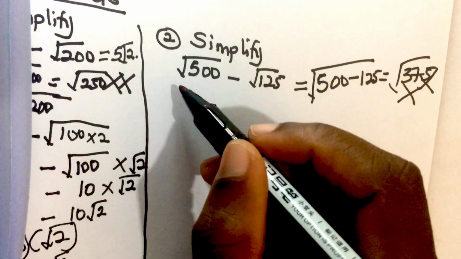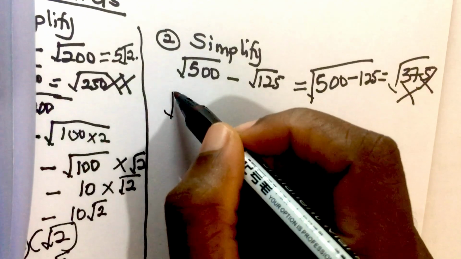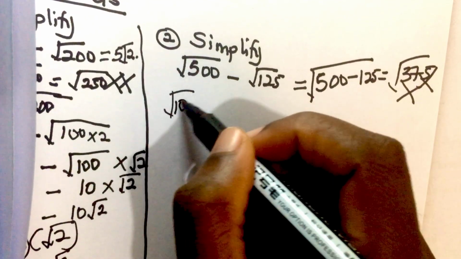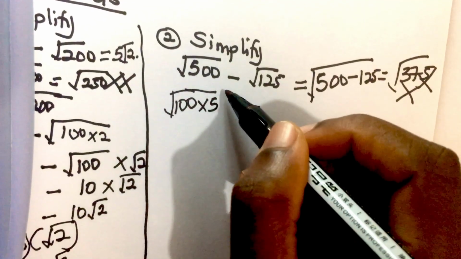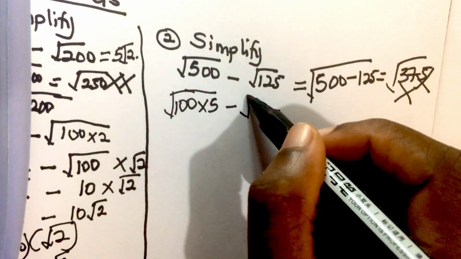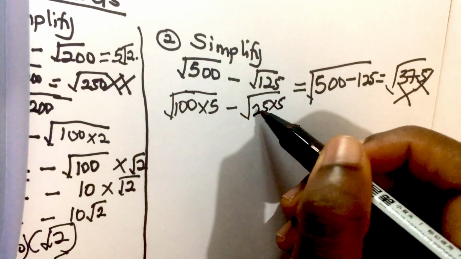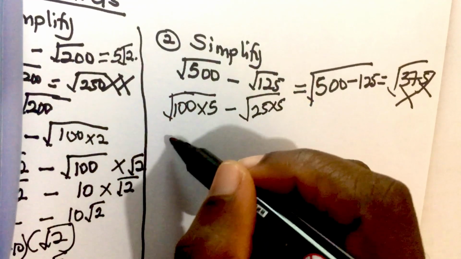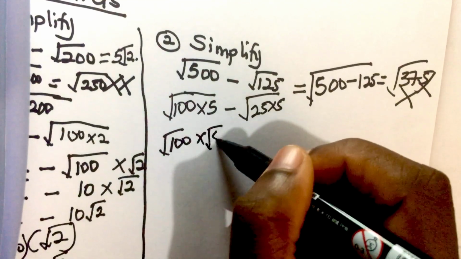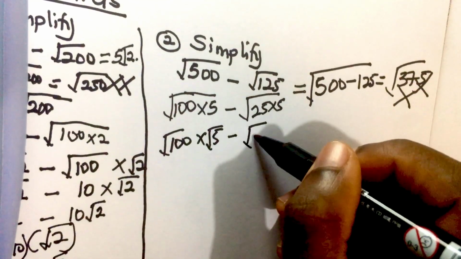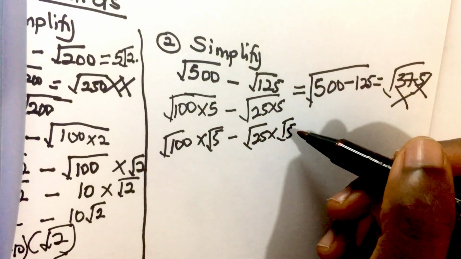The square root of 500 can be written as 100 times 5, which is root of 100 times 5, minus, these two can be 25 times 5 is 125. So that will be root 100 times root 5 minus the square root of 25 times the square root of 5.